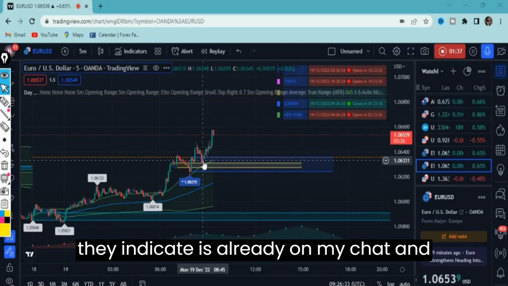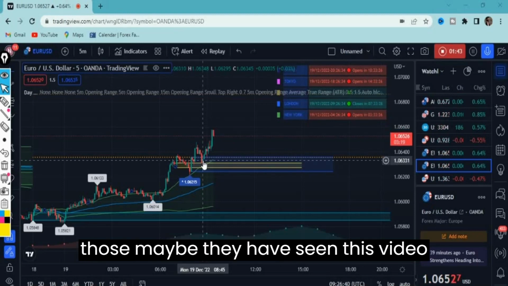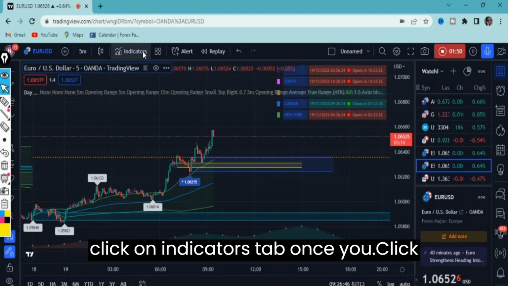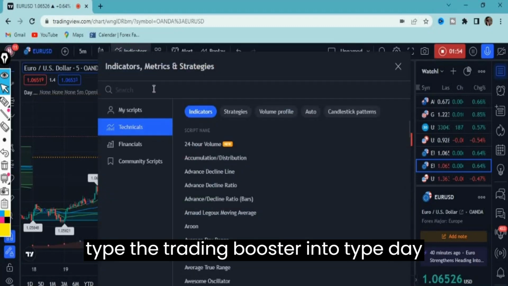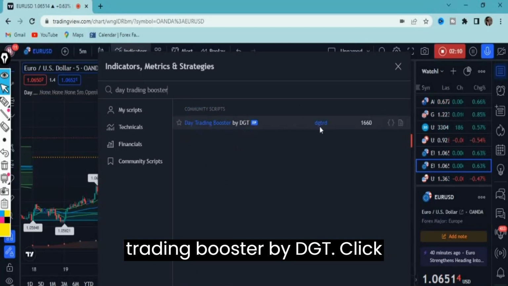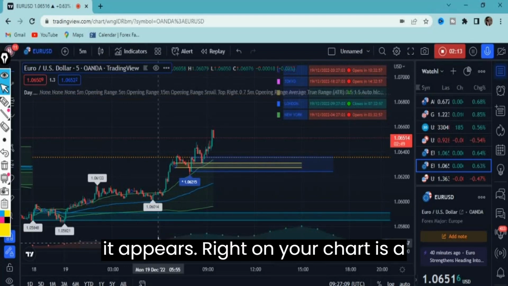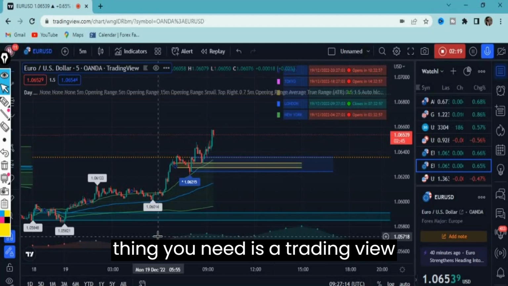So guys, the indicator is already on my chart and I'm using the 5 minutes time frame. And for those who are maybe seeing this video for the first time, you're just going to click on the indicators tab, and once you do, type day trading booster. Select this one, Day Trading Booster by DGT, and click on it. This is how it appears on your chart. It's a free indicator, and the only thing you need is a TradingView account.